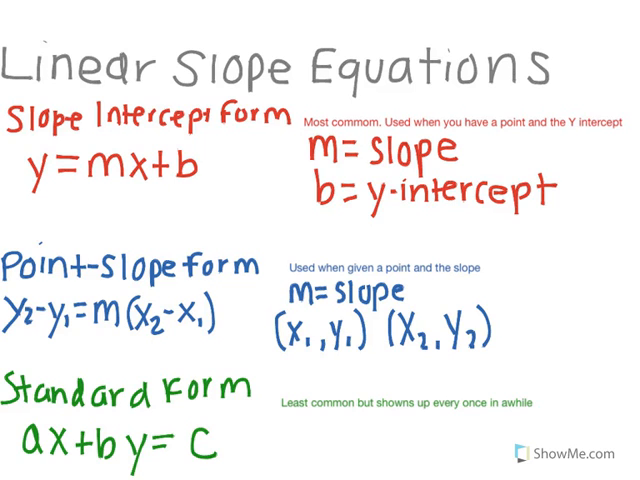The next one is when you have a point and a slope, and that's point-slope form, and that's y sub 2 minus y sub 1 equals m, x sub 2 minus x sub 1. Remember, the sub 1s and the sub 2s just determine what y value the x value matches up with, or vice versa. They're just points, and m is the slope.